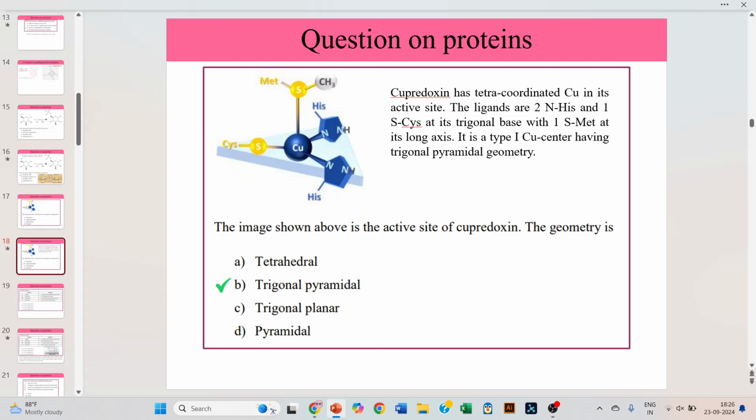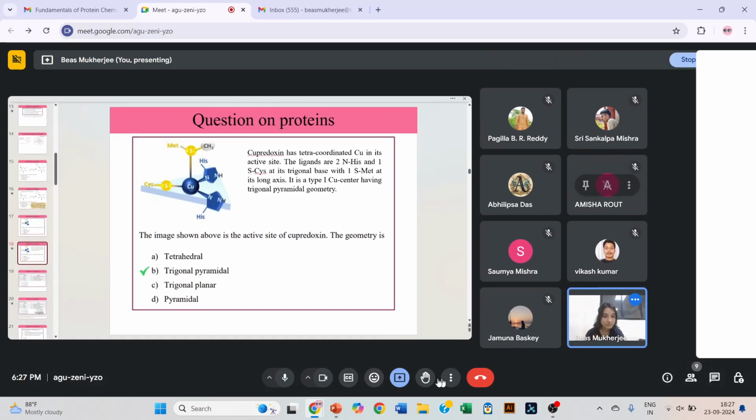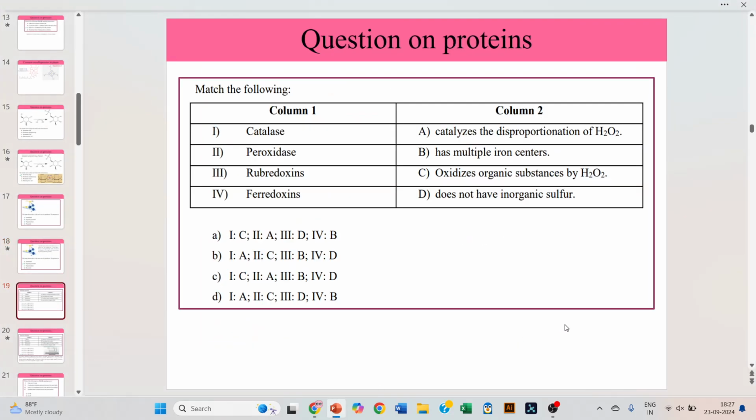Cupredoxin has tetra-coordinated Cu. So Cu is coordinated by 4 different entities in its active site, and the ligands are 2 N from histidine, so this nitrogen from histidine is binding, and 1 S from the cysteine at its trigonal base, with 1 S from methionine at its long axis. It is a type 1 Cu center having trigonal pyramidal geometry. If you are interested in type 1 and type 2 copper center geometry, you can read more about this.